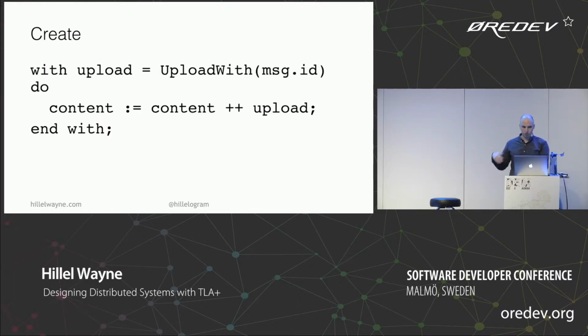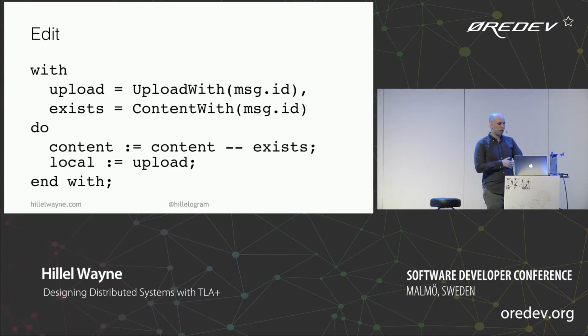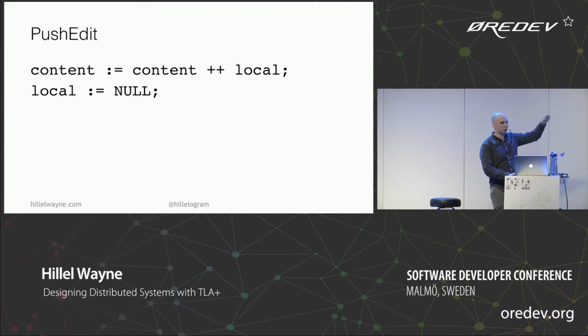Create is pretty simple. We just add it to the upload set using upload with. Then edit and delete are similar. With edit, we first take it down and store the local version we're going to use, push the new local version. Delete is similar. We just find the appropriate content to delete, we remove it from the set. That covers the entire model.